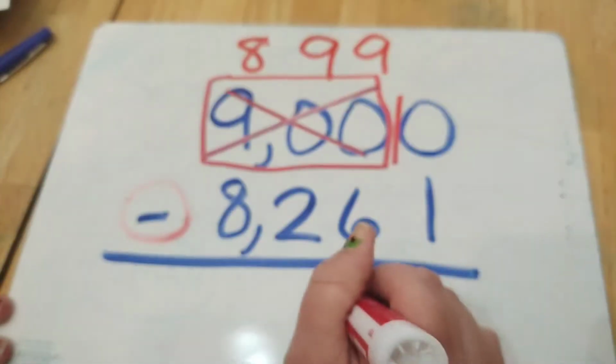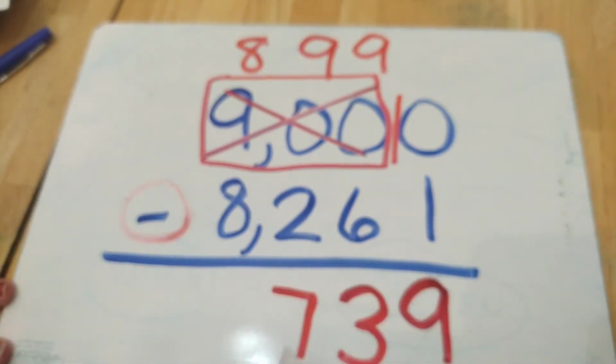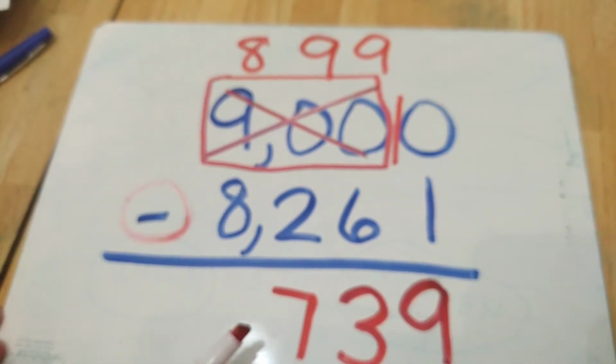All right, so 10 minus 1 is 9. 9 minus 6 is 3. 9 minus 2 is 7. And 8 minus 8 is 0, and I don't start a number off with 0, so I'm not going to put a comma in the front.